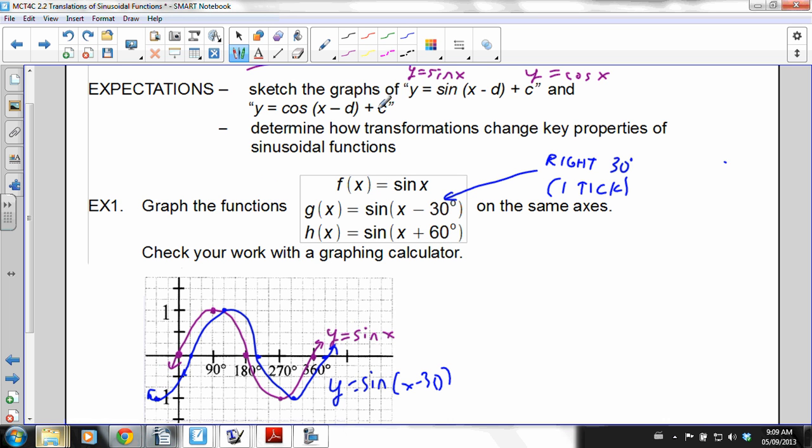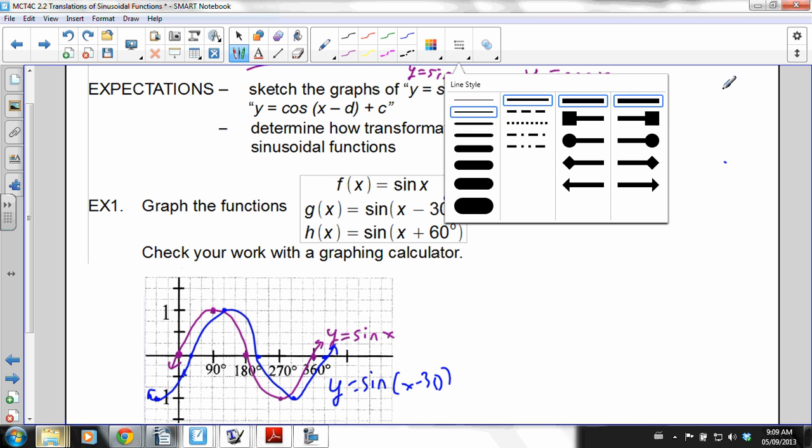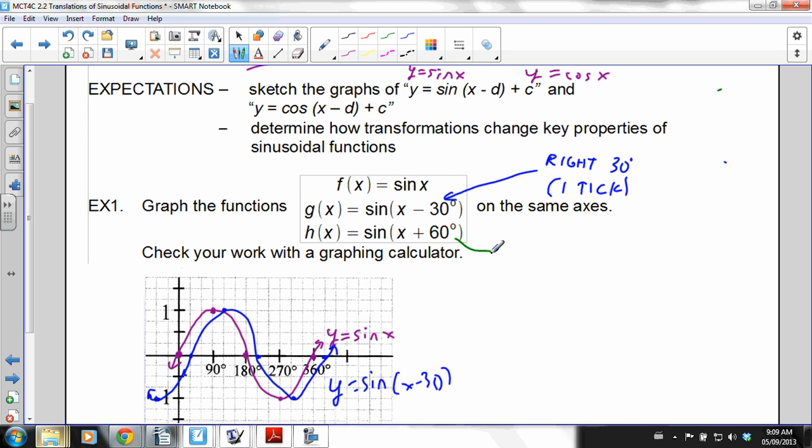Okay. The last one I'm going to do in green is plus 60. So plus 60, you think it would be moving it right, but since it's affecting x, it's opposite. This is left 60 degrees. Well, how much is that? If each tick is worth 30, this is two ticks left. So I'm going to start with the original purple one here, and I'm going to move left two ticks.